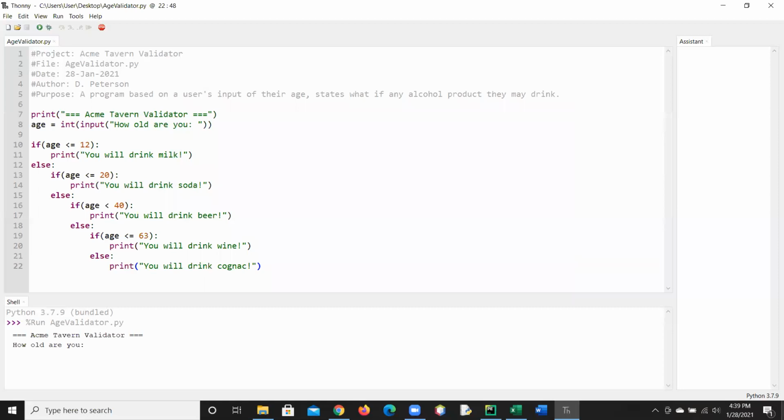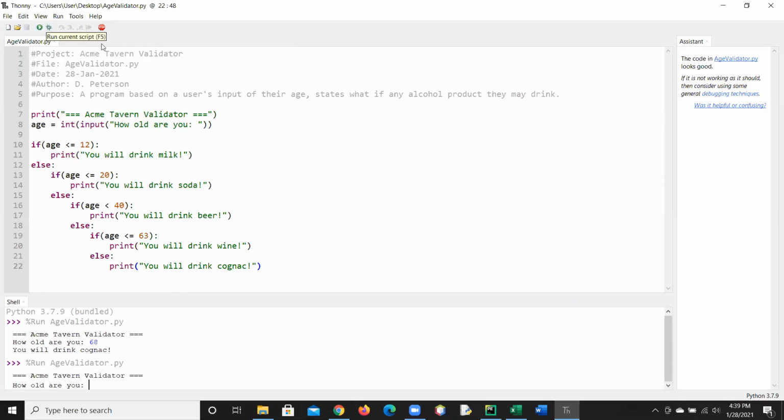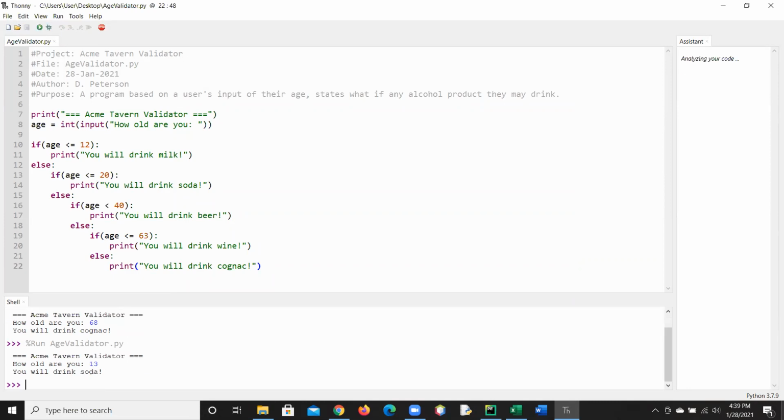And I'm going to put in that I'm, well, we'll put me in. I'm 68. Okay, so that works. How about if I put in that I'm 13? So it seems like it's working okay. So we'll save that one, okay?